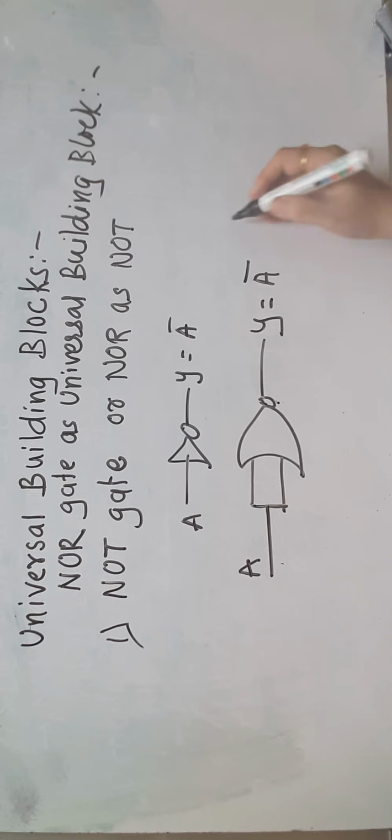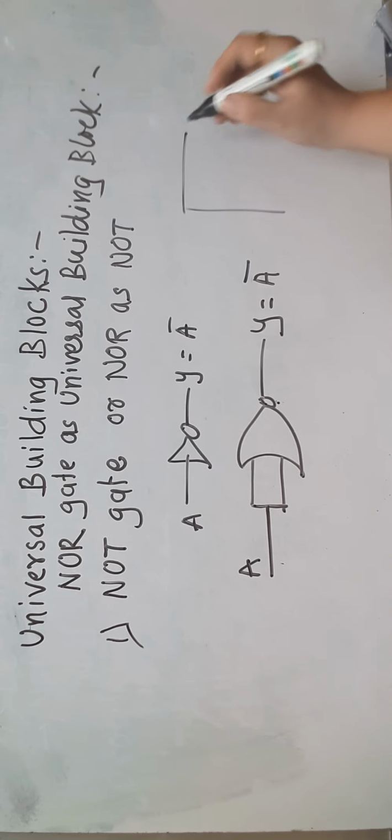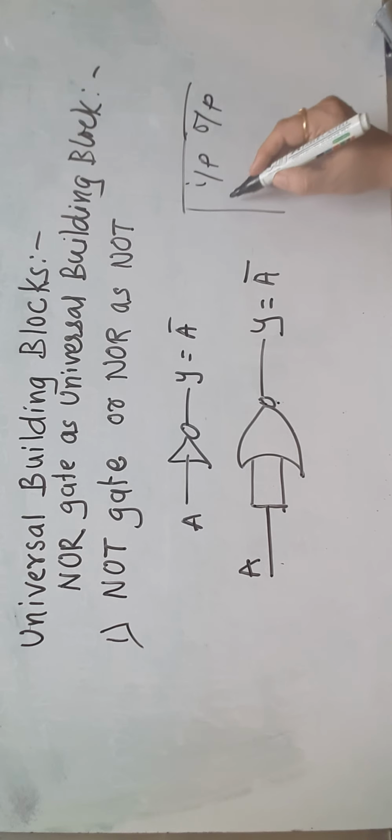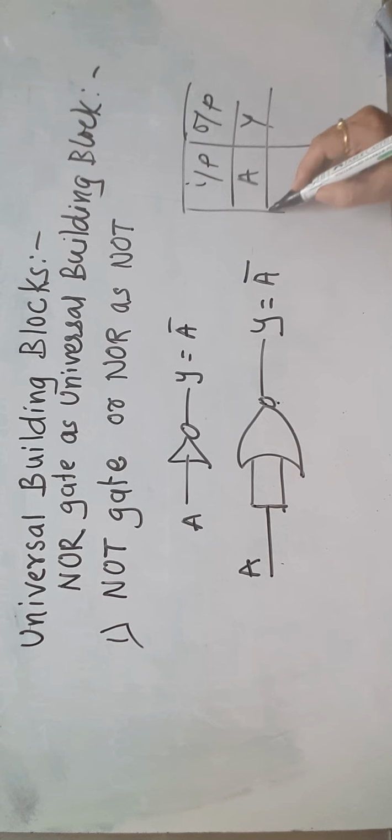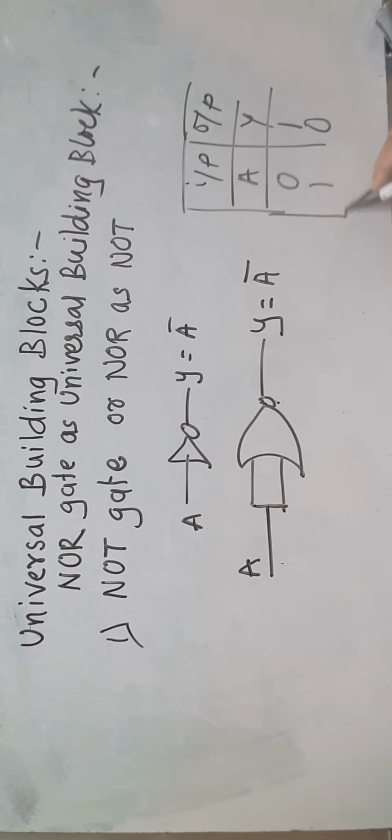This is the equation and we have to draw the truth table also. Input A, output Y. If A is 0, Y is 1. If A is 1, Y is 0.